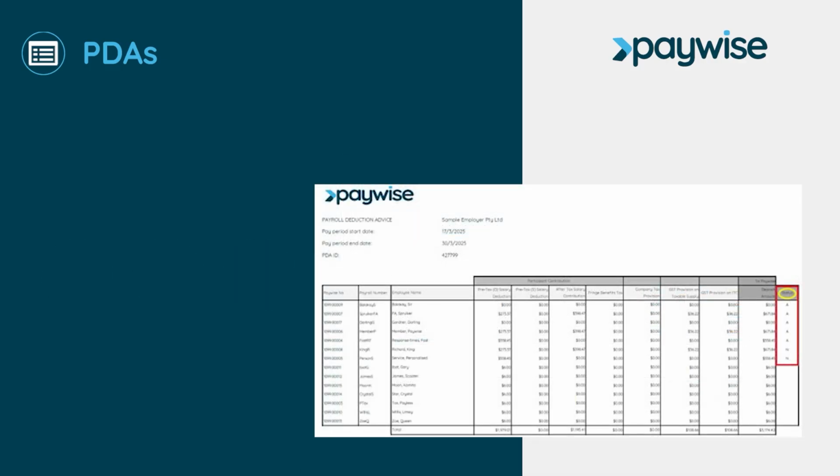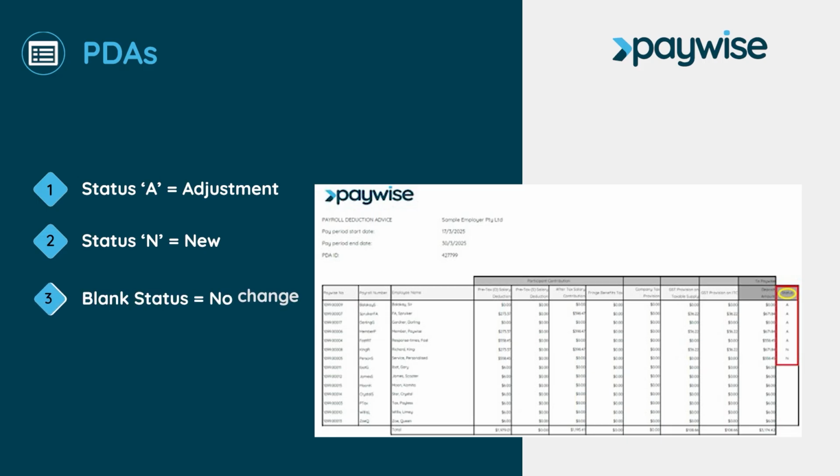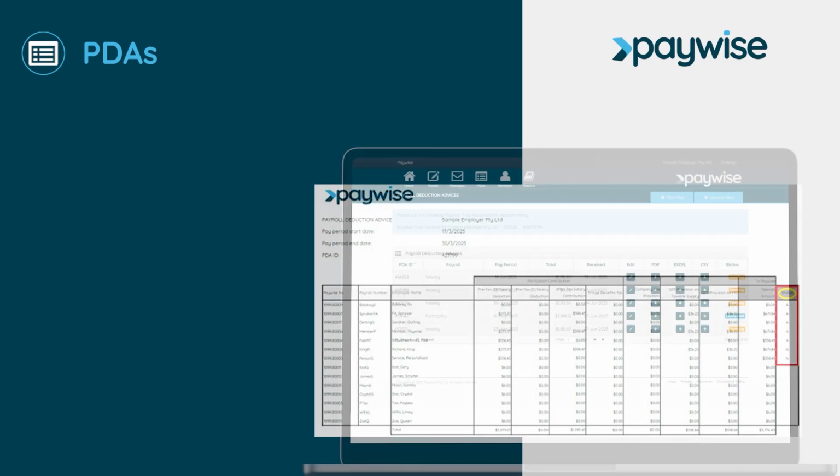Within the PDA, you'll notice three different status indicators. Status A, Adjustment. This indicates that a change has been made to the deduction amount. Status N, New. This refers to new deductions for employees who have recently joined Paywise. Blank status indicates no change. That is, the deduction remains the same as the previous pay period.